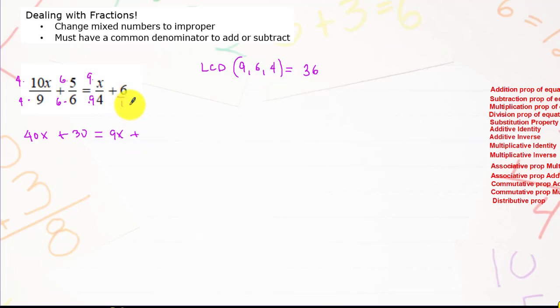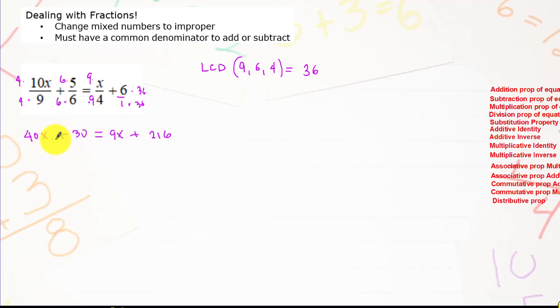To make this equal to 36, multiply this by 36, multiply this also by 36. So what is 6 times 36? It should be equal to 216. Alright, now just disregard our denominator. We'll get 40x plus 30 equals 9x plus 216.